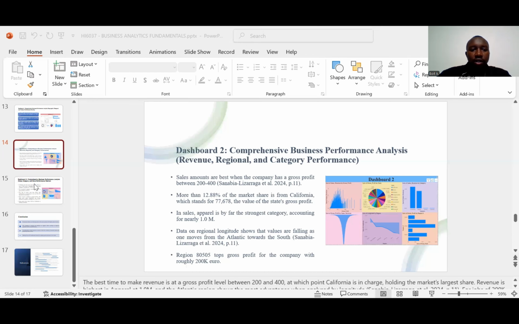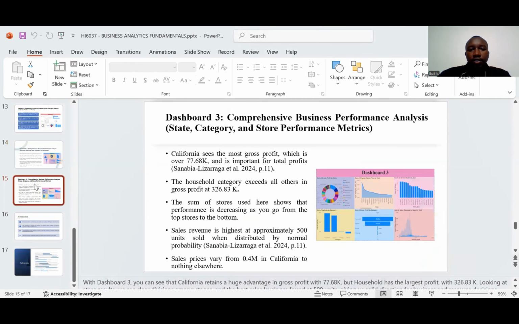And when we check on dashboard 3, it is a comprehensive business performance analysis with the metrics state, category, and store performance. We can observe from the graph that California sees the most gross profit, which is over 77.68K, and is important for the total profit. The household category as well exceeds all others in gross profit at 326.83K.